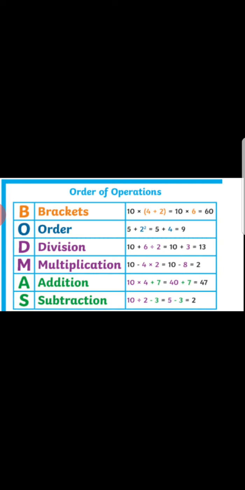Now come to the order of operations. If you have any question involving brackets, orders and four operations which are division, multiplication, addition and subtraction, then how to solve that question? For that, you have to remember this rule, BODMAS. BODMAS means B for brackets, O for order, D for division, M for multiplication, A for addition and S for subtraction. It means that if you have any question involving all of these operations, then firstly you will solve brackets.